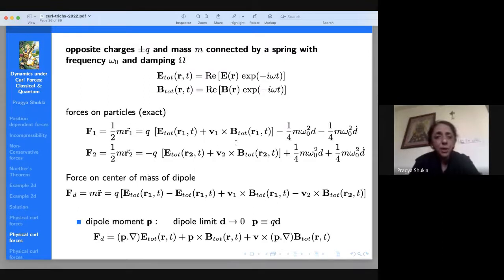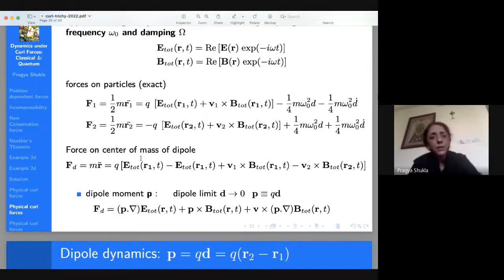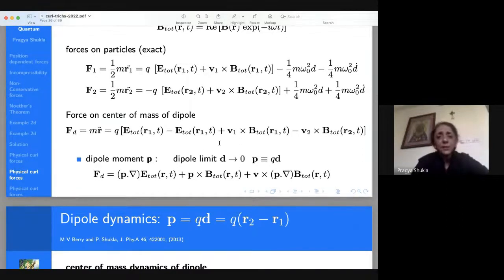Similarly, you can work out how to calculate the force on the center of mass. You just sum these two, F1 plus F2, and you calculate. So if R is the position of the center of mass, R1 double dot plus R2 double dot divided by 2, multiplied by M, will give you the force on the center of mass. You can write it like this. Now you simplify this equation.